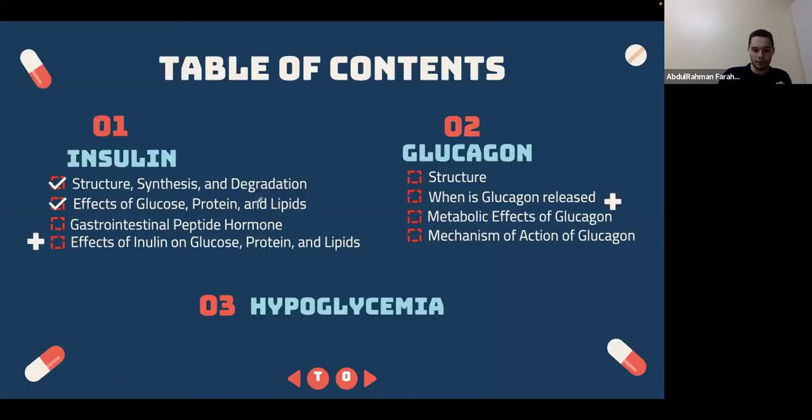Okay, so we're done with this objective as well. Is this clear with everyone?